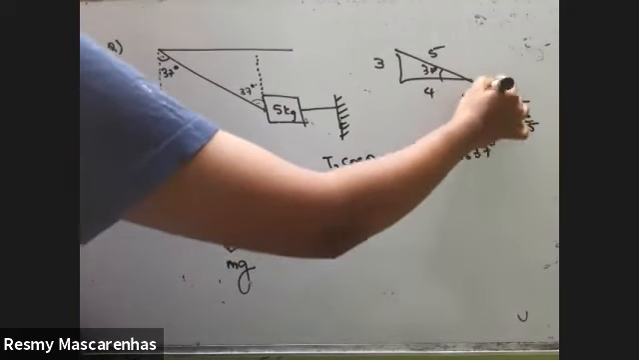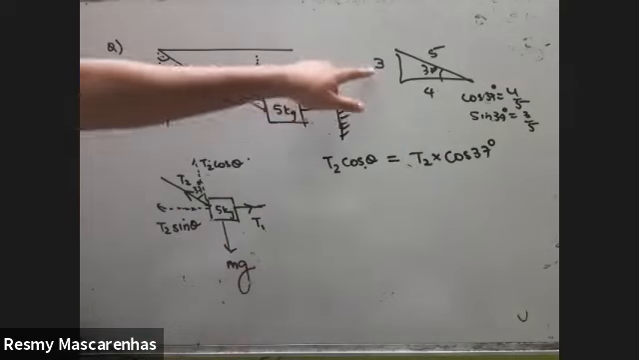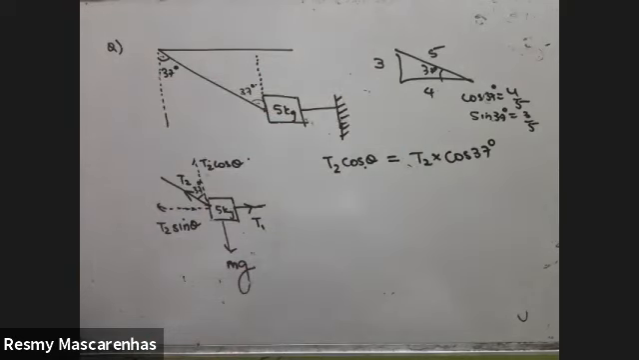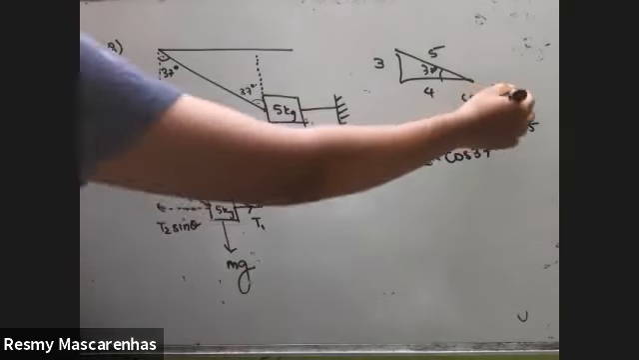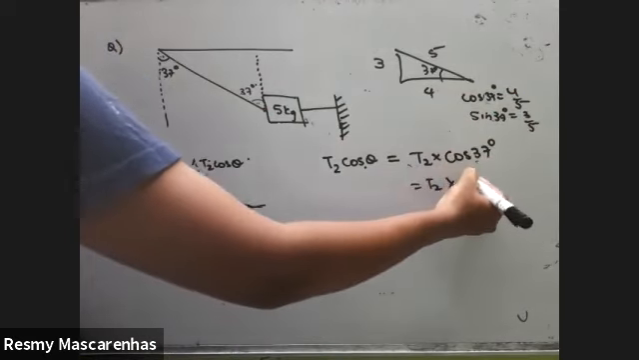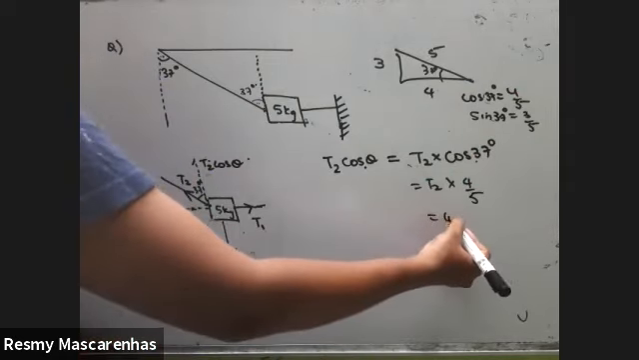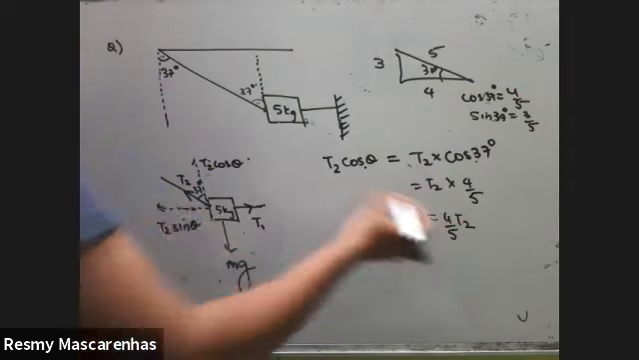Sin 37. If you directly remember the values, no need to draw the triangle. You can directly substitute cos 37 as 4 by 5. It will never change. Cos 37 will always remain as 4 by 5. So this component is 4 by 5 times T2.